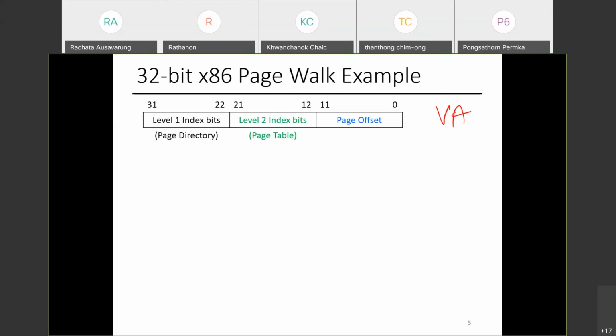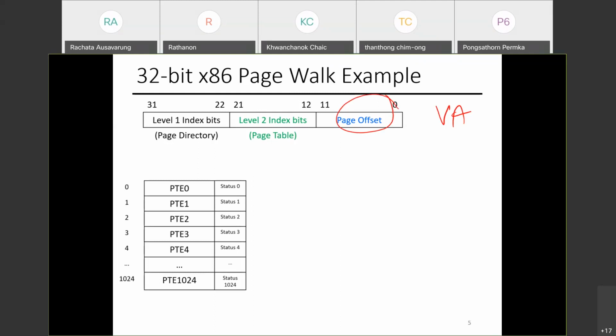Two levels of page table means that now we have to split your address into three chunks. The first chunk is called page offset. These are the bits that go into your physical address as well. Then there's level 1 and level 2 index bits.